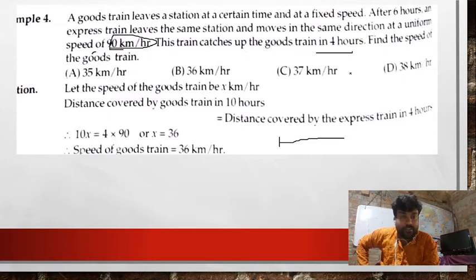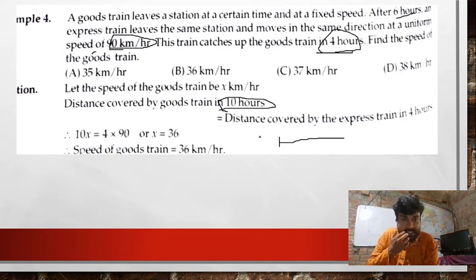So the goods train takes a total time of 6 hours and 4 hours, that means the distance is covered by the goods train in 10 hours. And the same distance is covered by the express train at the speed of 90 kilometer per hour in 4 hours.